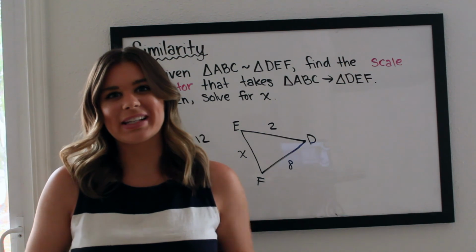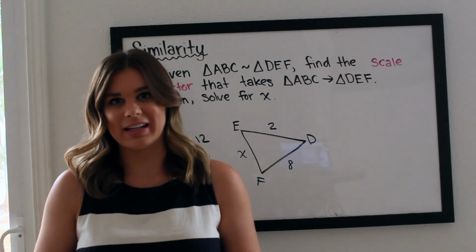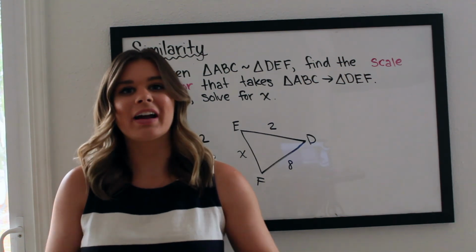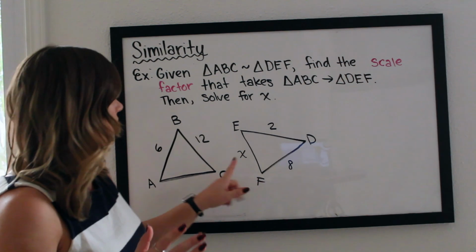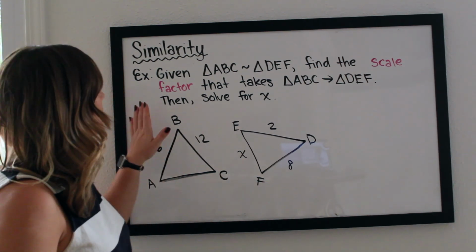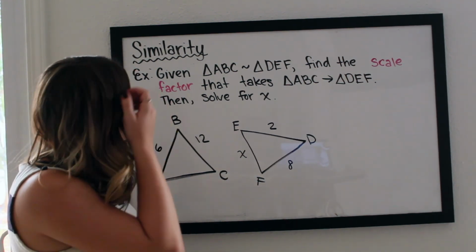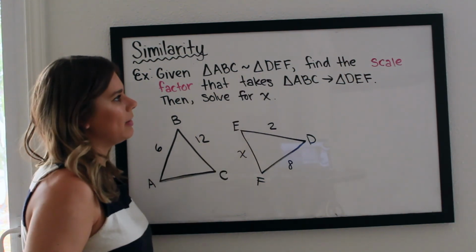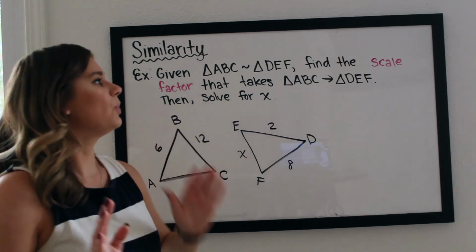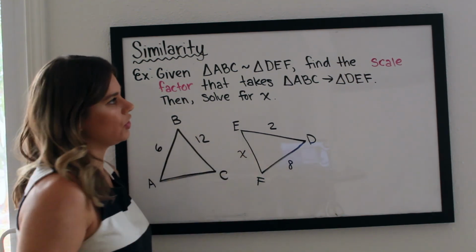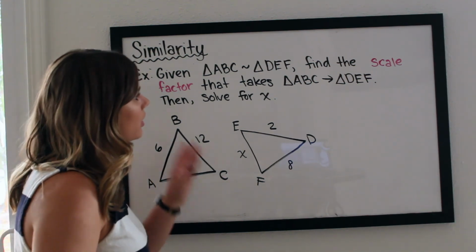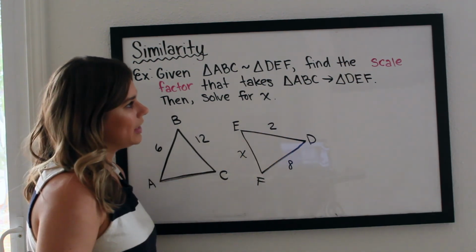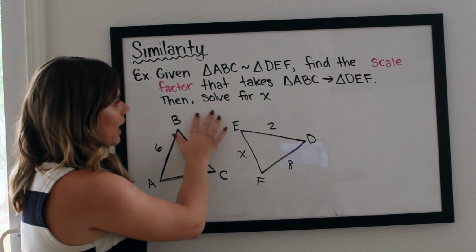Okay, so now we're going to do an example where we are using similarity in order to find the scale factor between one figure and the other, and we're going to use that to actually solve for a missing side length. Okay, so in this problem here, we are given that triangle ABC is similar to triangle DEF with this similarity statement here. Remember, that tells us which sides actually correspond on these two similar triangles. We are then going to find the scale factor that takes triangle ABC to triangle DEF, and then we are going to solve for x.